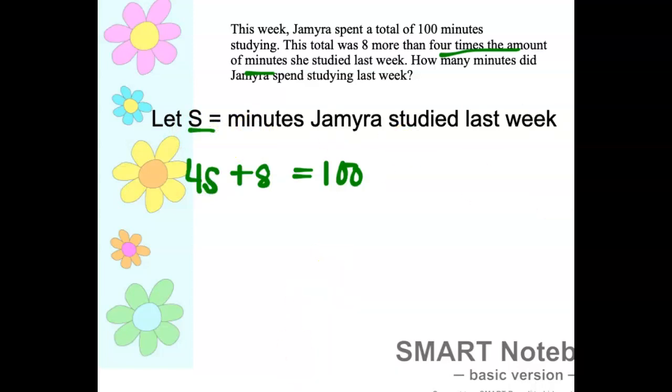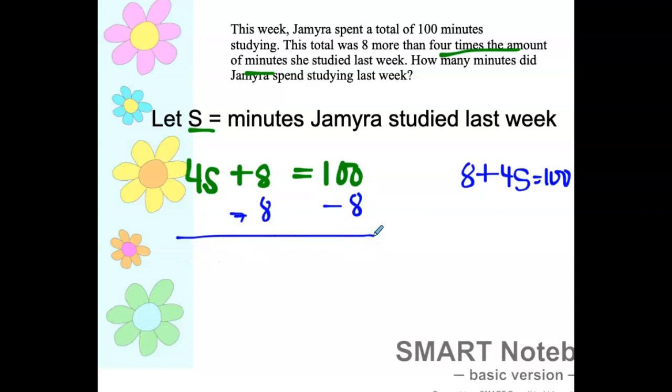By the way, some of you might write this as 8 plus 4s equals 100. It's definitely okay. What property is being used there? 8 plus 4s is 4s plus 8. You always learn that's the commutative property of addition. So now we subtract 8 from both sides.